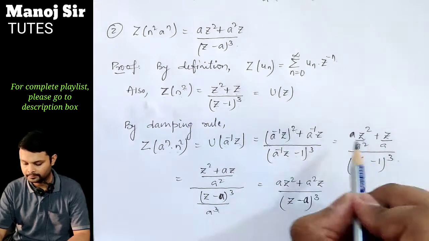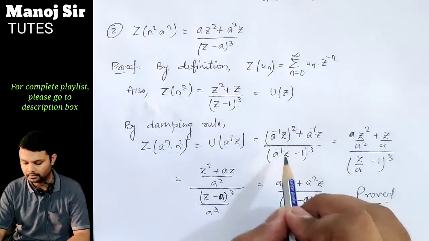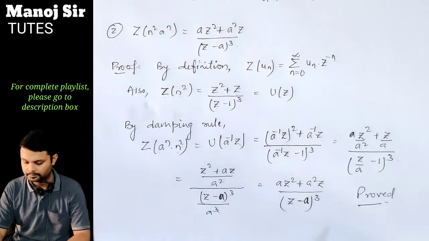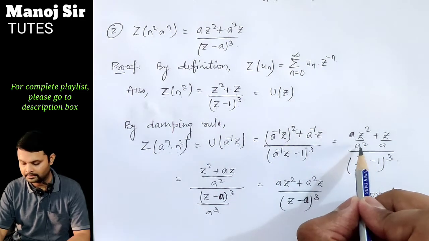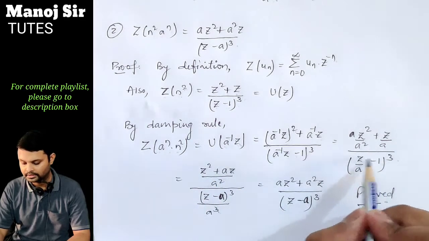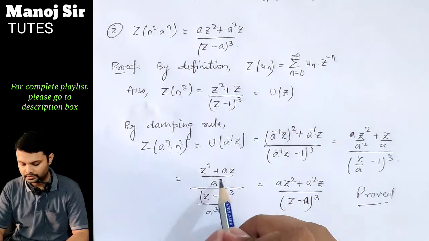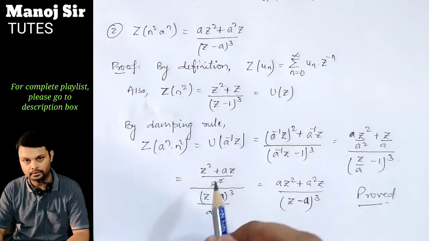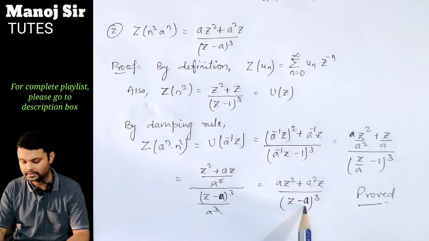Now, this can be written as (z square upon a square plus z upon a) upon (z upon a minus 1) whole cube. Now simply take LCM. The numerator is going to be (z square plus a into z) upon a square, and again taking LCM in the denominator, this is going to be (z minus a) whole cube upon a cube. So again you can see a square gets cancelled. What is left? If you take this a to the numerator part, this is going to be (a z square plus a square z) upon (z minus a) whole cube.